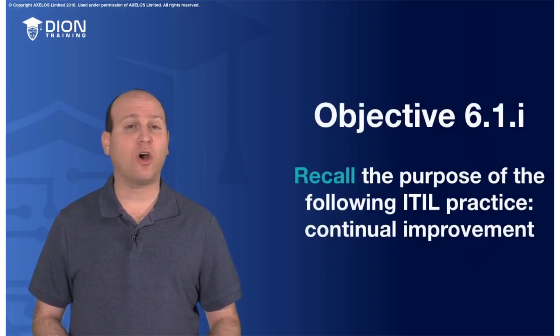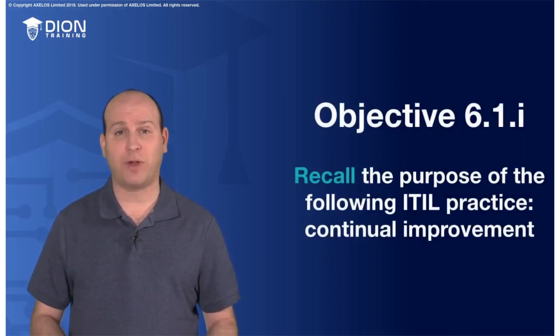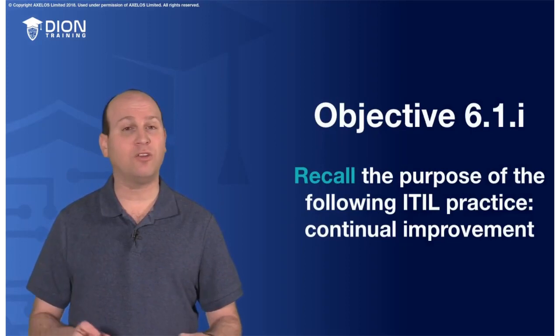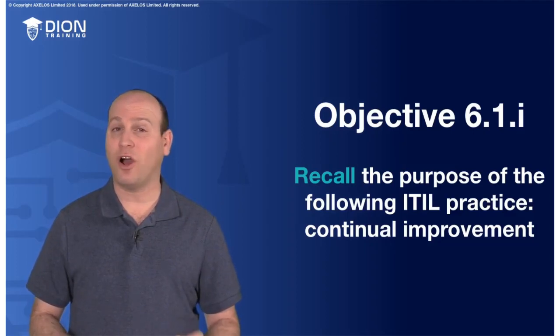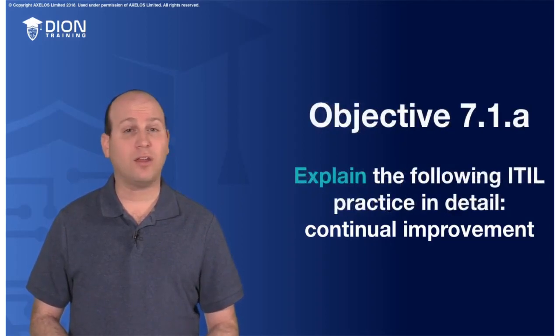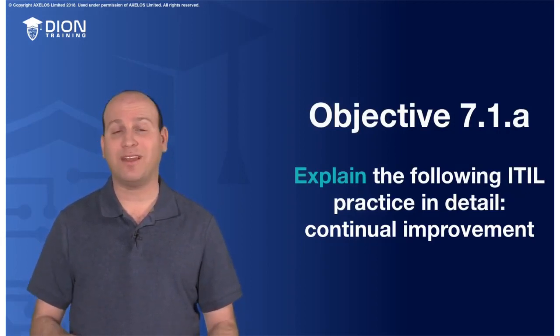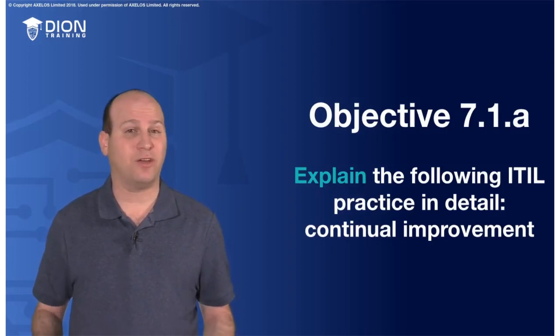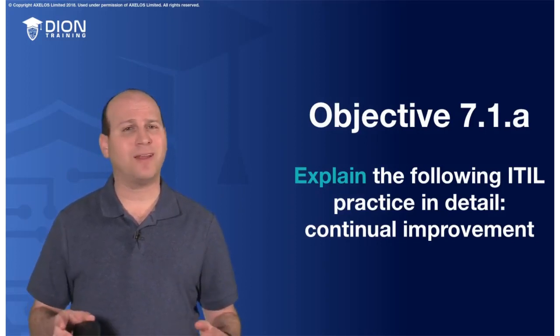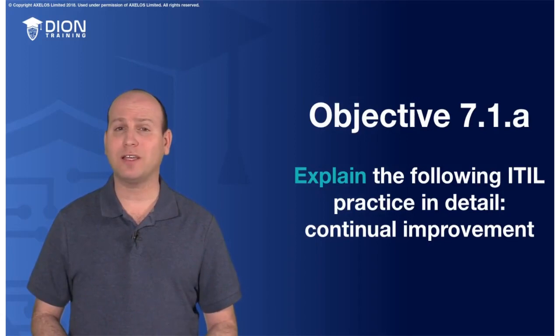First, you have to be able to recall the purpose of the continual improvement practice. Notice the key word there is recall. That means you have to be able to know it word for word and be able to identify that definition on the exam. Second, you also need to be able to explain or discuss how continual improvement and the continual improvement model fits within the service value chain and the service value system. So we're going to spend this section of the course talking specifically about continual improvement.